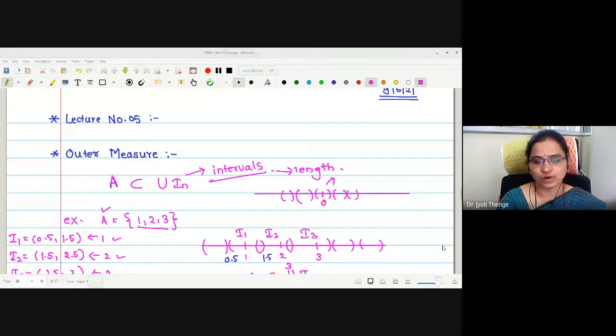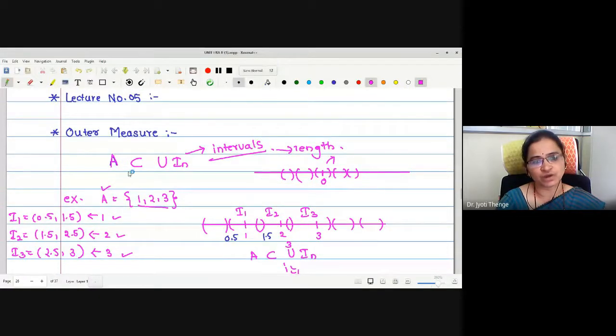Good afternoon all. Welcome to the lecture of Real Analysis 2. Let us just have a look at the concepts we have studied in the last lecture. In the last lecture, we started with the definition of an outer measure along with its properties.